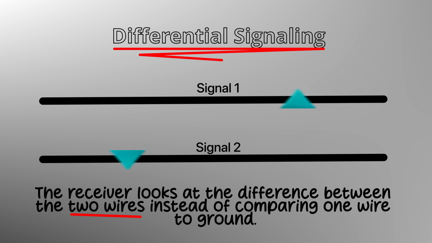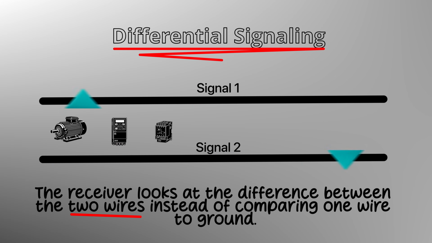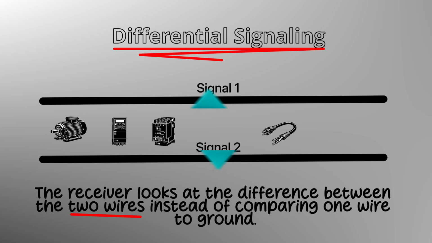In practice, that matters because electrical noise from motors, VFDs, relays, or power cables often hits both wires in a similar way. When the receiver compares the two wires, most of that shared noise cancels out. That's why RS-485 is usually more stable than older single signal serial links in noisy facilities.